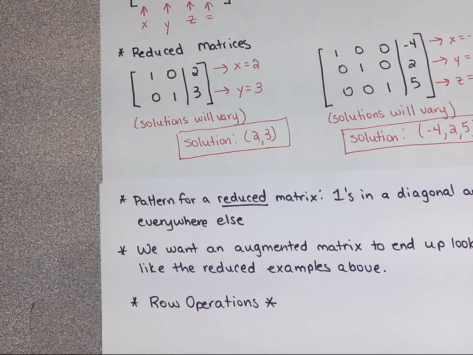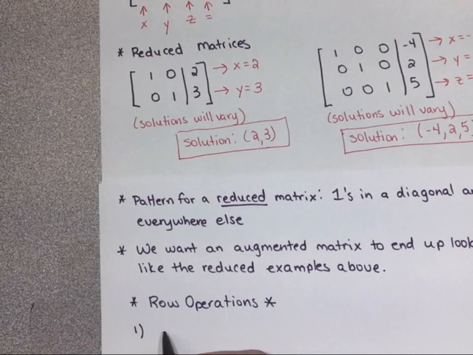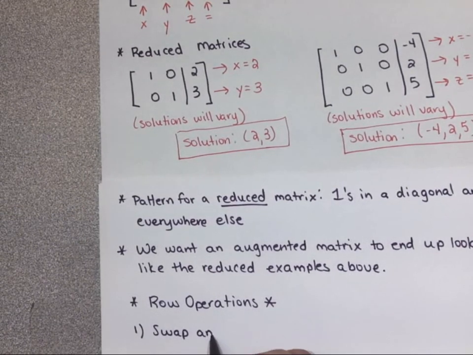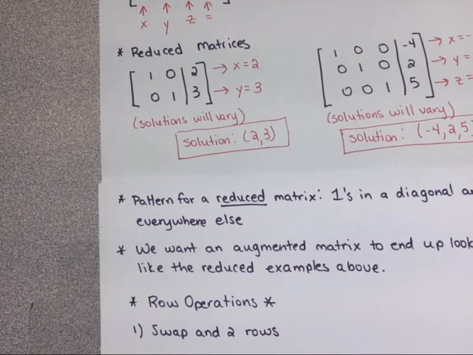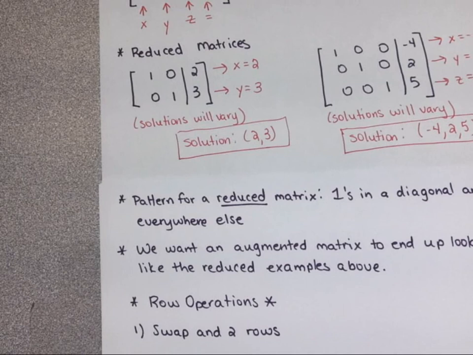Is a row horizontal or is a row vertical? A row is horizontal, right? Columns are vertical. Okay, so make sure you know that. So one thing that we can do is we can swap any two rows. Okay, so I'm going to give you an example of this, but the notation that you use to say, hey, I want to do a row swap, will look something like this.